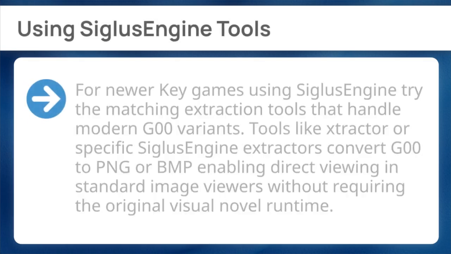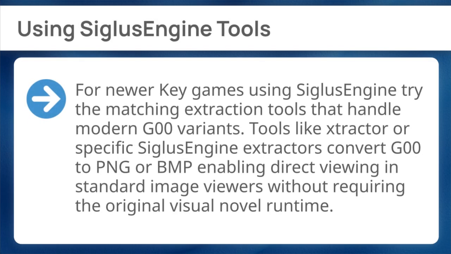Next, using SiglusEngine tools. For newer Key games using SiglusEngine, try the matching extraction tools that handle modern G00 variants. Tools like Extractor or specific SiglusEngine extractors convert G00 to PNG or BMP, enabling direct viewing in standard image viewers without requiring the original visual novel runtime.